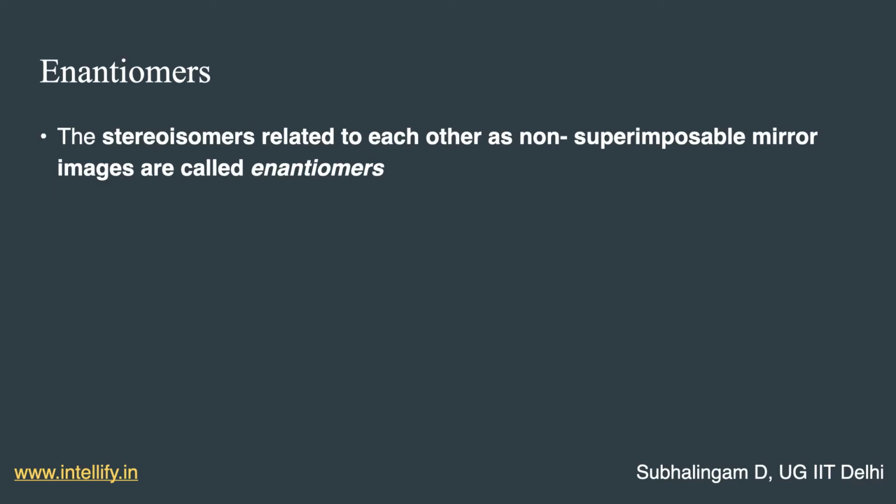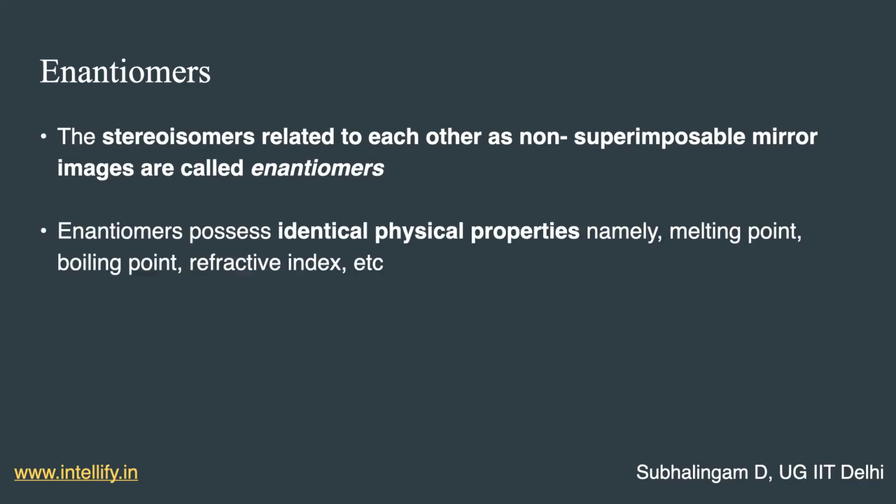Now let's look at something called enantiomers. The stereoisomers related to each other as non-superimposable mirror images are called enantiomers. So what are stereoisomers? Stereoisomers are those isomers that differ in the spatial arrangement of atoms or groups around a carbon. So the stereoisomers related to each other as non-superimposable mirror images are called enantiomers.